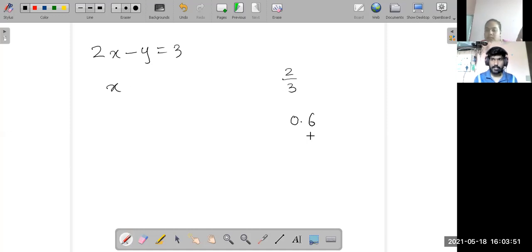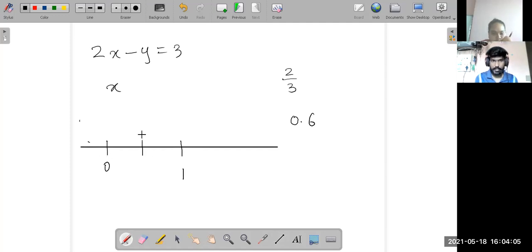You come between 0 and 1. Suppose this is your number line, and here it is 0 and this is 1. So between 0 and 1, in the middle will be 0.5. And after that, yeah, correct. That will be 0.6. After 0.5, 0.6.